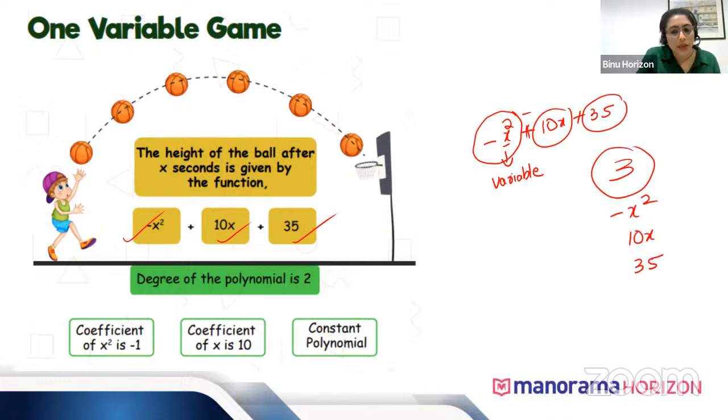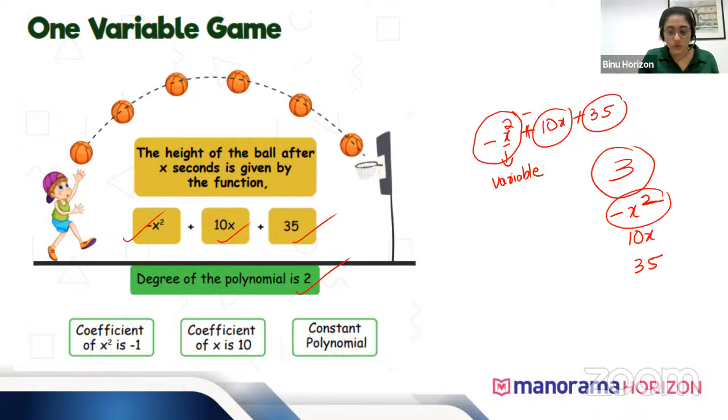If you look at x square, it is the second degree term, or we say x to the power 2. The 2 represents the degree of the polynomial. What we can understand from this is that the degree of the polynomial is 2, from that particular term, minus x square. The 2 represents the highest power of the variable. In this polynomial, we have only one variable, that is x, and the highest power of that variable is 2. So hence the degree of the polynomial is 2. Clear?